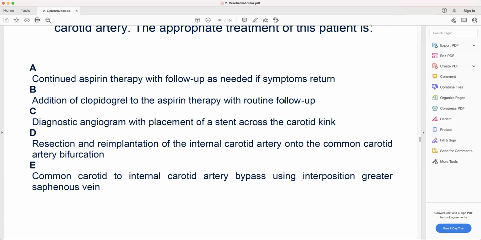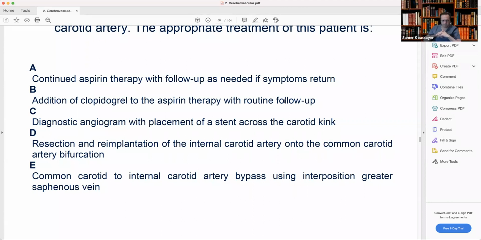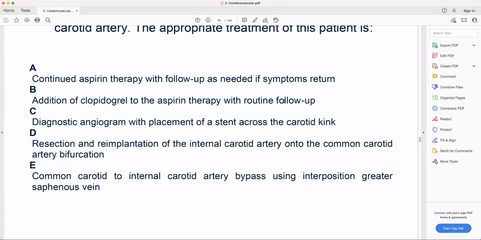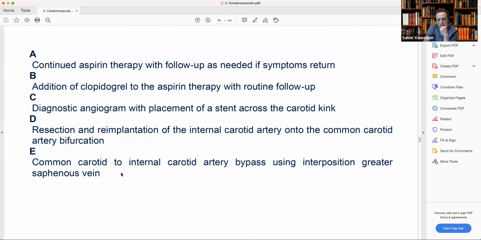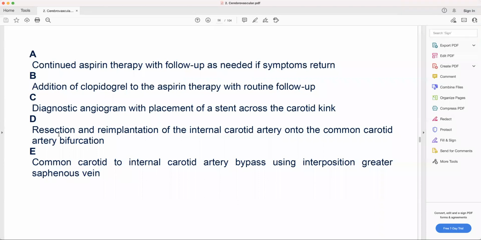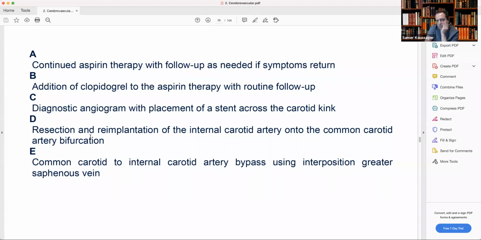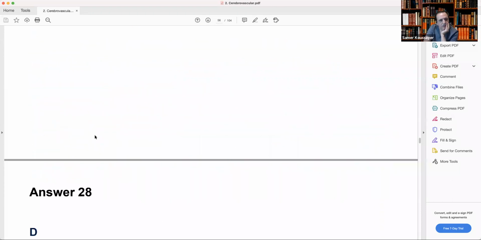Resection and reimplantation of the internal carotid into the common carotid artery bifurcation. Sounds correct. Yeah, it's a virgin technique. Common carotid to internal carotid artery bypass using interposition great saphenous vein. I don't think it will treat the kink. It doesn't make sense really. It's too much to do a carotid to internal carotid bypass. We can fix it with resection and reimplantation. Sometimes this question even could happen, but it doesn't make sense. So D, I think, would be the best answer. You just take it, cut the extra piece, and reimplant it. It's the best way.